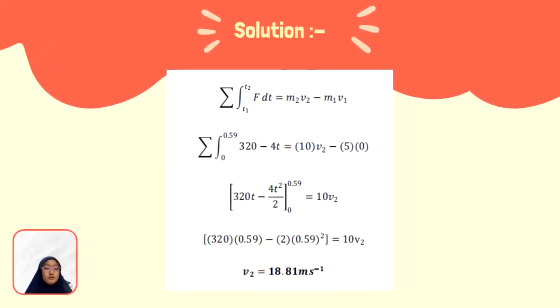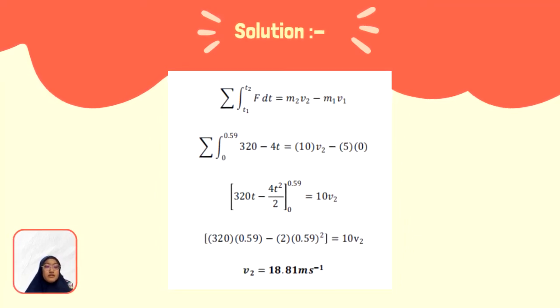For this question, we use the same formula as before, but I change it to the integration from t1 to t2 of F dt is equal to M2 V2 minus M1 V1. Then we substitute all the unknowns that we know into this equation. For the integration, it will become 320 t minus 40 t squared divided by 2. So we set t equal to 0.59. Then we get V2 is equal to 18.81 meter per second.